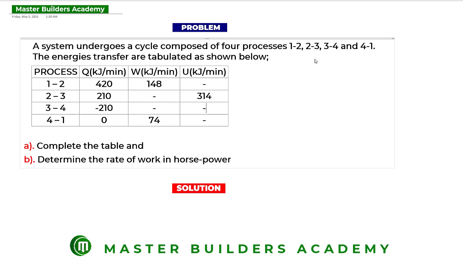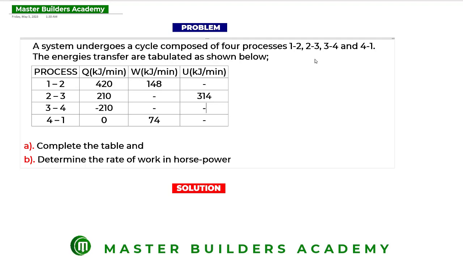All right, as you can see on the screen, we have a system that undergoes a cycle. Don't forget, a cycle composed of 4 processes. What are the processes? Process 1 to 2, process 2 to 3, process 3 to 4, and then process 4 back to 1. Now look at something amazing here. We have 1 to 2, 2 to 3, 3 to 4, and then 4 back to 1. That means something will happen to the internal energy at that last point, because it is now from final back to initial. Do you understand the condition?